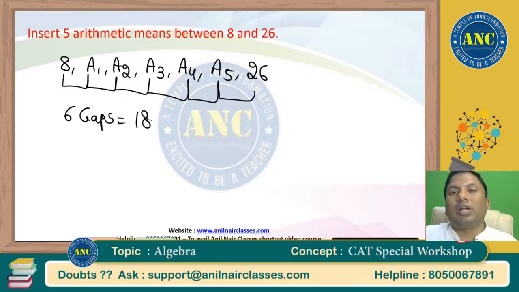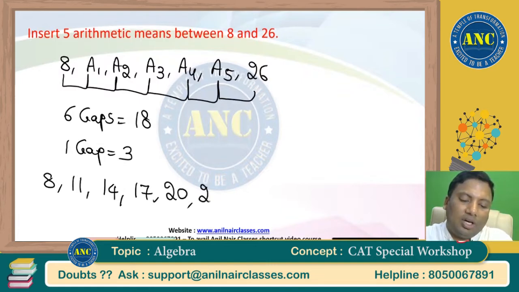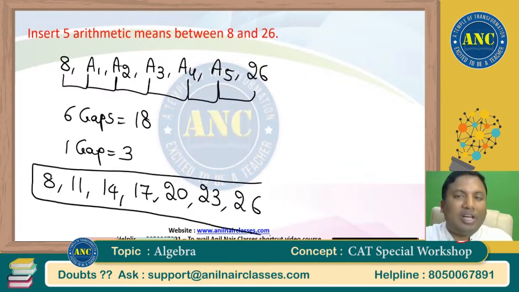So total gap value is 18. So one gap value is nothing but 3. So 8, 8 plus 3 is 11, 11 plus 3 is 14, 17, 20, 23, 26. 5 arithmetic means are 11, 14, 17, 20, 23 and 26.